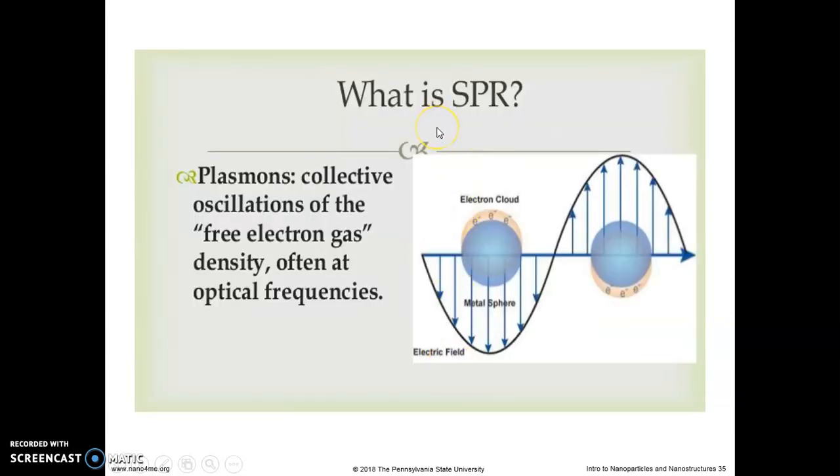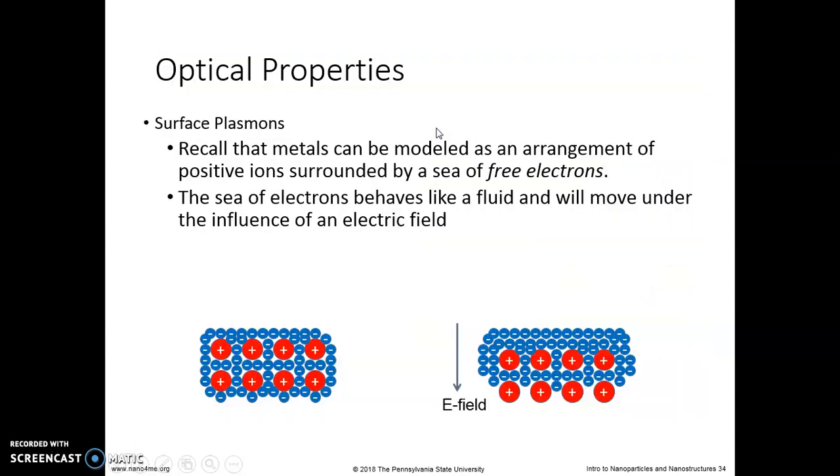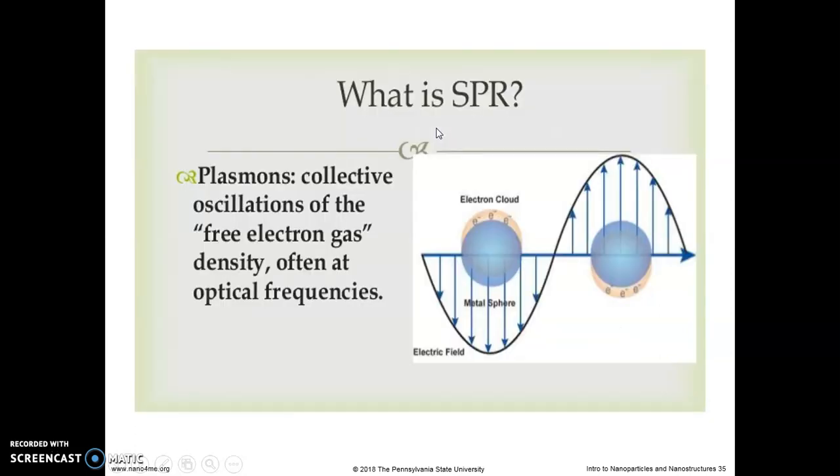SPR is nothing but surface plasmon resonance. Surface plasmons are the collective oscillation of the free electron gas density, often at optical frequencies. This diagram clearly explains the electric field. Due to the electric field, the electronic oscillation in metals becomes active, with the help of the free electron gas density at optical frequencies.